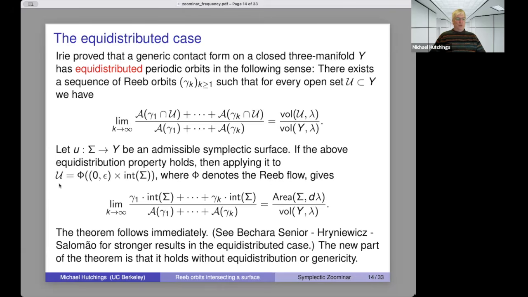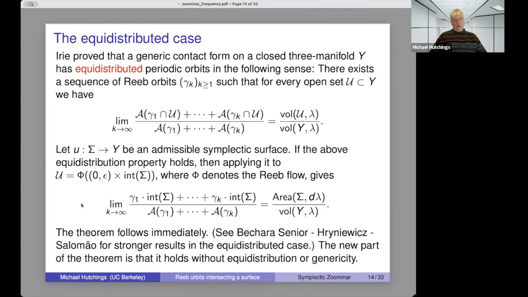And here I didn't really need to assume that sigma is an admissible symplectic surface. I did assume that sigma is a symplectic surface. There are some results by Abbondandolo, Bramham, Hryniewicz, and Salomão where they look at surfaces which are not even symplectic. They just assume that the total area is not equal to 0, but it could be negative. d lambda could be positive in parts of it and negative in other parts of it.